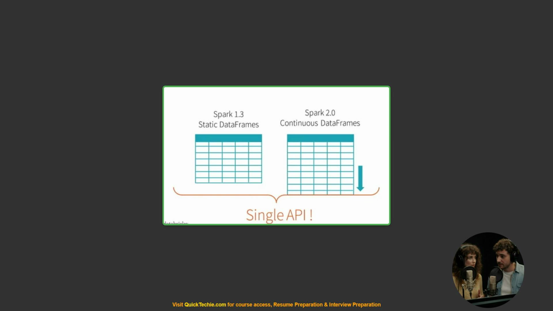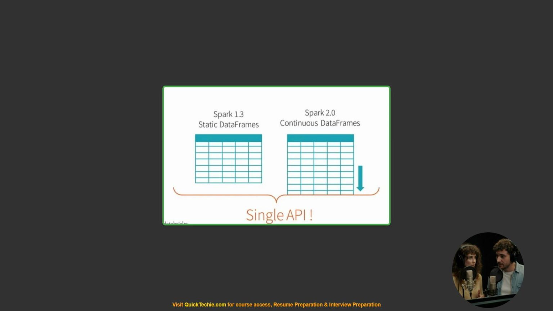Dataset API. While the image focuses on DataFrame API unification, it is worth noting that Spark 2.0 also introduced the Dataset API, which provides a more type-safe way to work with structured data in Spark. DataFrames are actually a special case of Datasets, Dataset[Row], providing the flexibility of working with untyped data when needed.